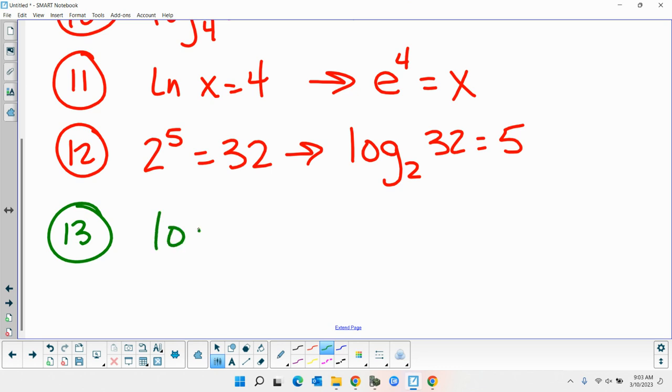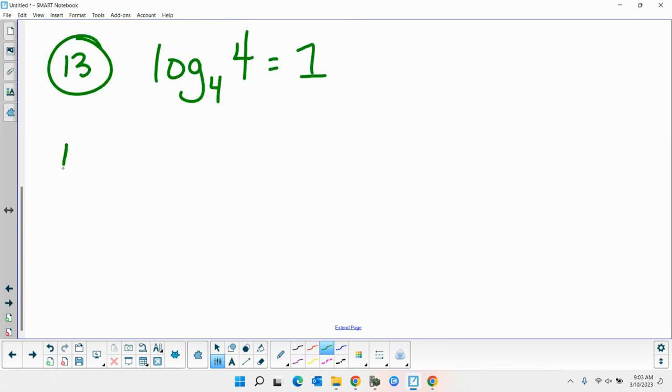Well, this one's really easy. If the base is 4 and the number's 4, what's the answer? 1, right? Those just cancel, basically. So really, there's no work you got to do there. You should just know that.